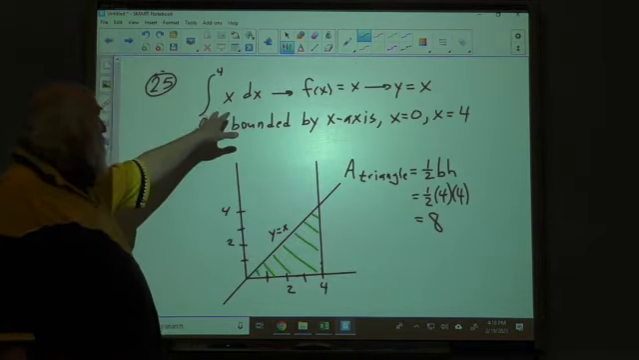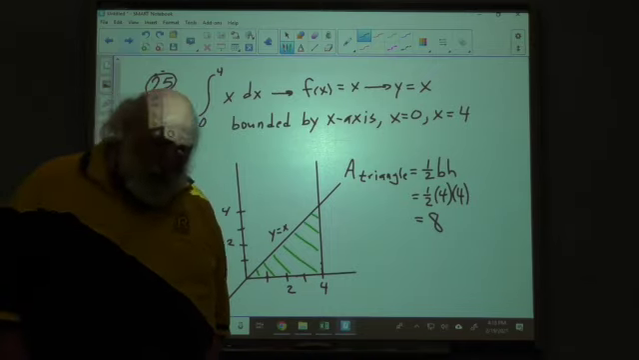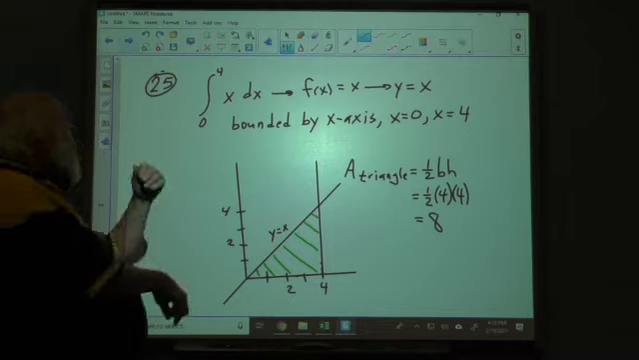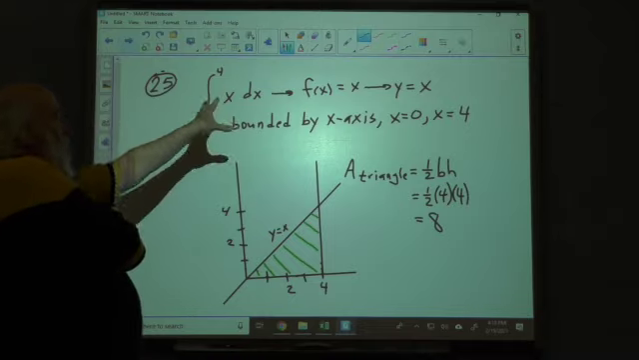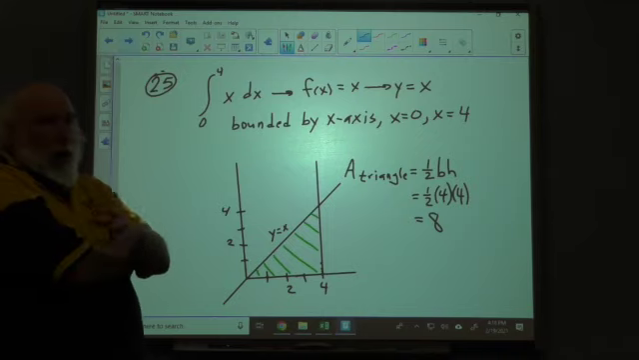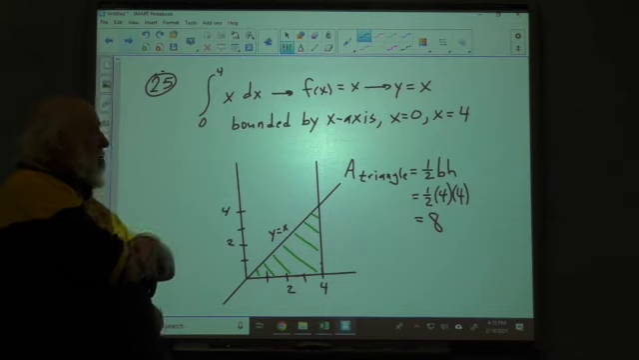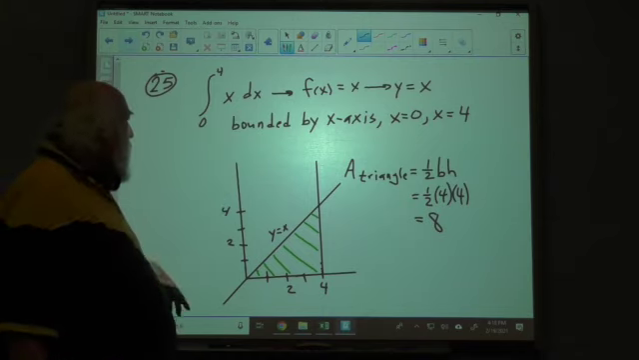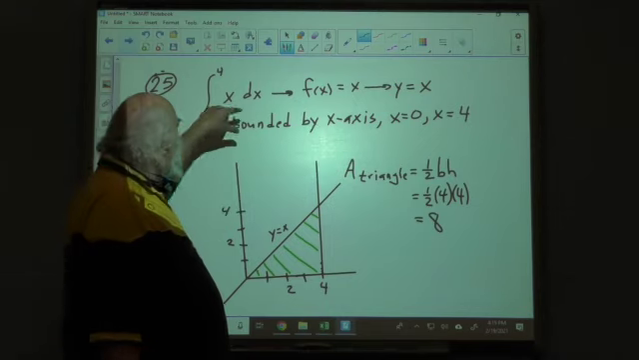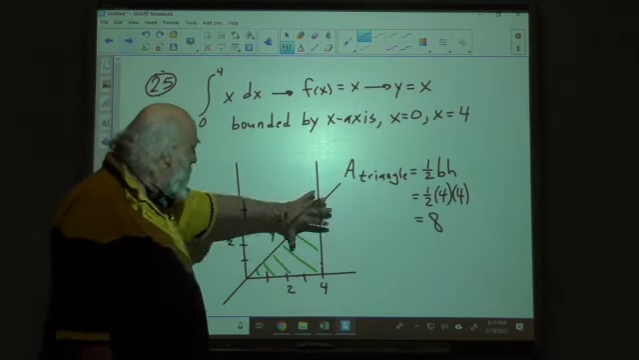Problem number 25, this is the equation now. The integration from 0 to 4 of x dx, that then can be rewritten as a function where f of x equals x, which means y equals x. Well, this is a straight line with a slope of 1 and a y-intercept of 0. And this is bound by the x-axis, x equals 0, x equals 4. So this is what I have right here.